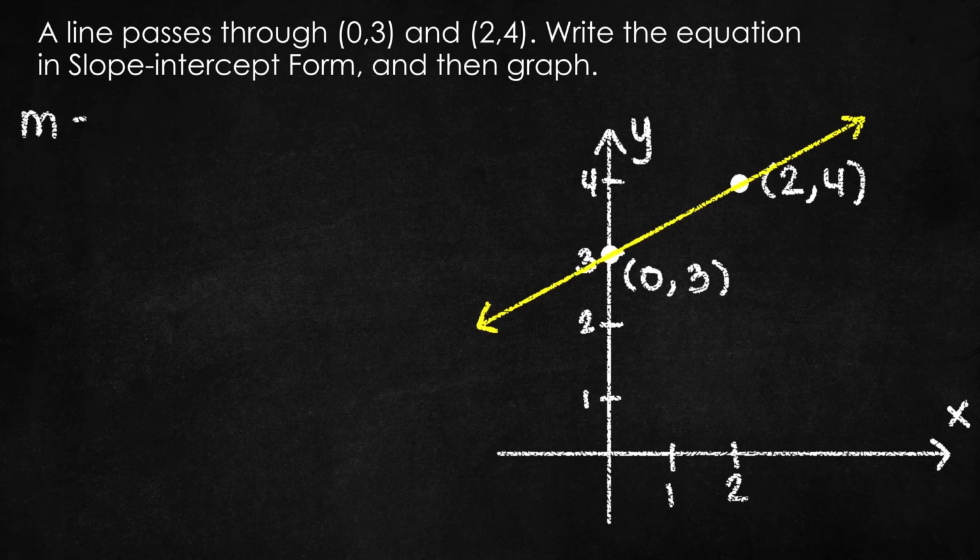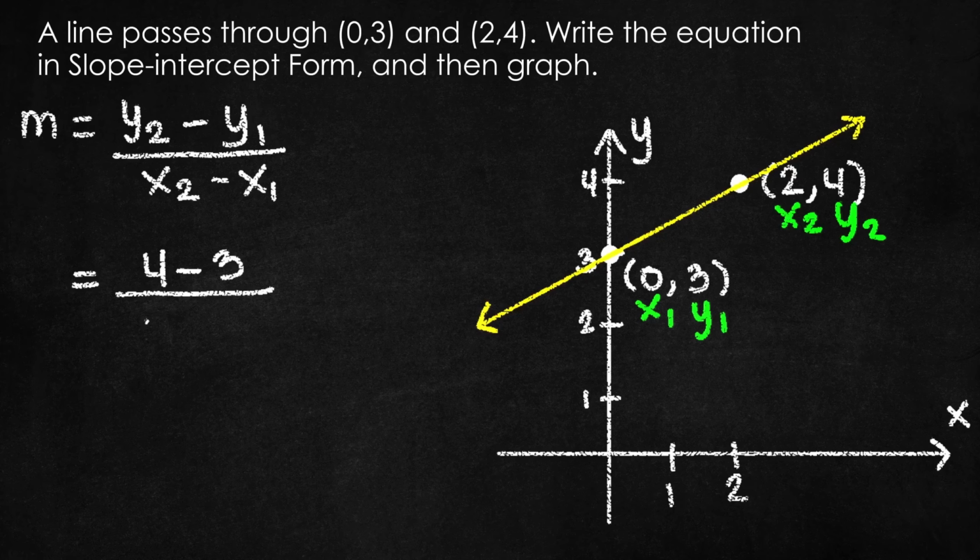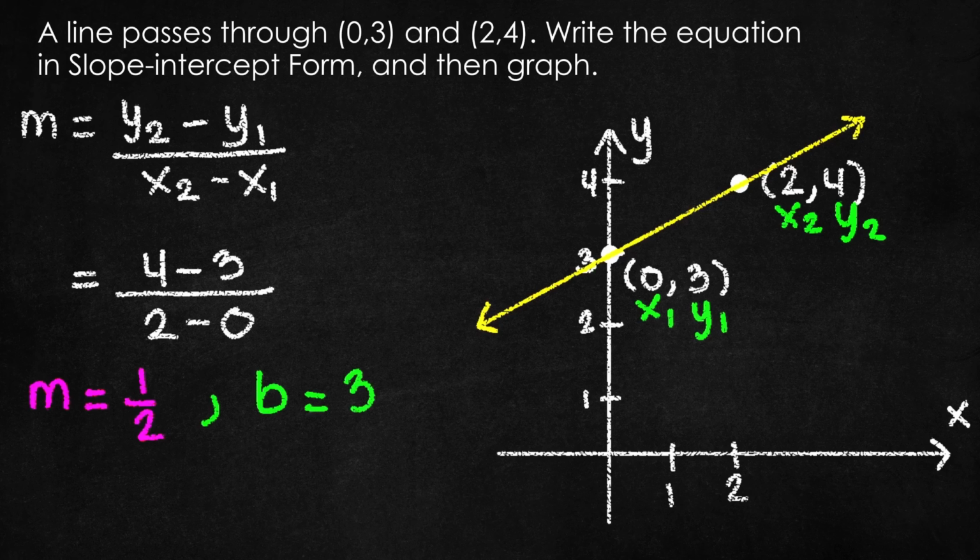The slope between 2 points is given by the formula y sub 2 minus y sub 1 over x sub 2 minus x sub 1. Say this is x1, y1, and this is x2, y2. Substitute the coordinates, we get 4 minus 3 divided by 2 minus 0. The slope is 1/2. The line crosses the y-axis at 3, so b is equal to 3.